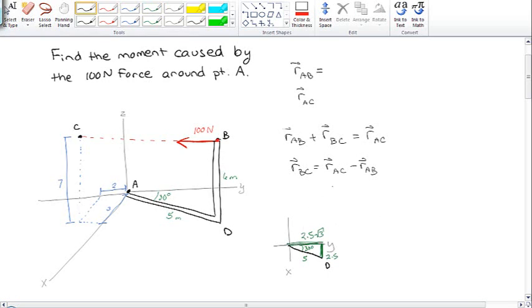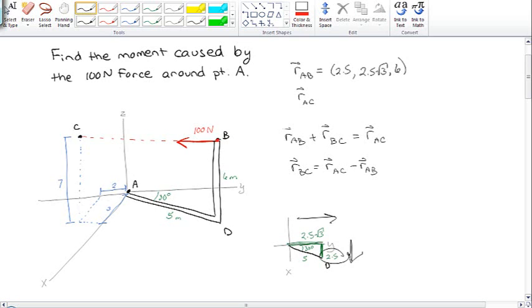So if I go from A to D and then up to B, I first have to go 2.5 along the x-axis, and then I have to go 2.5 times the square root of 3 along the y-axis. This is again in the positive direction. So I'm going 2.5 this way, and then 2.5 root 3 this way, and then I'm going up 6. And that's how I get from A to B.